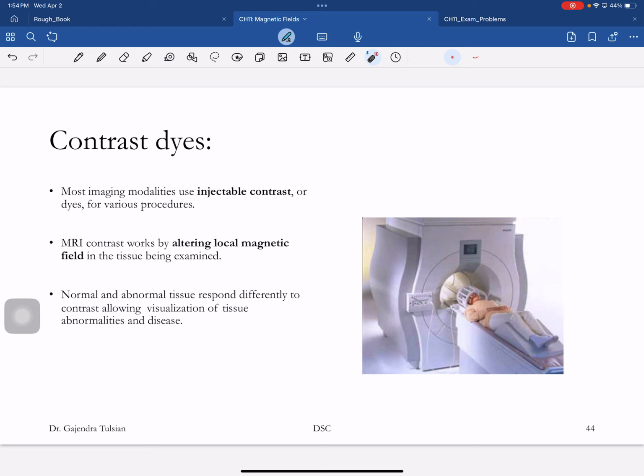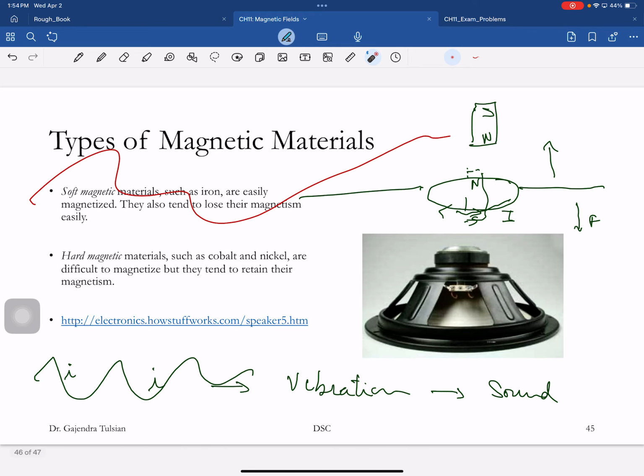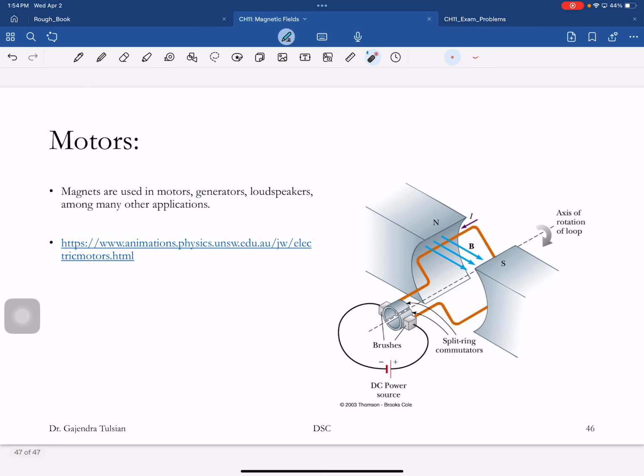Nowadays, these are superconducting. So you've had an MRI? Yes. Are you claustrophobic? Not really. You are claustrophobic? A little bit, yeah.